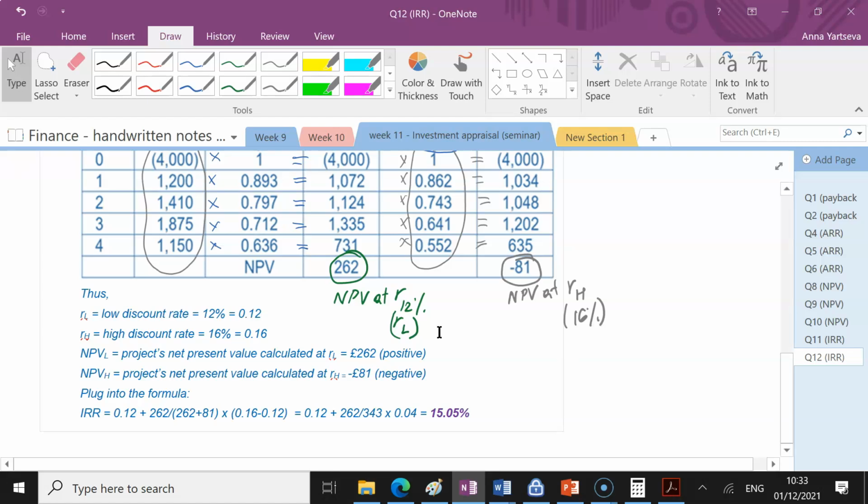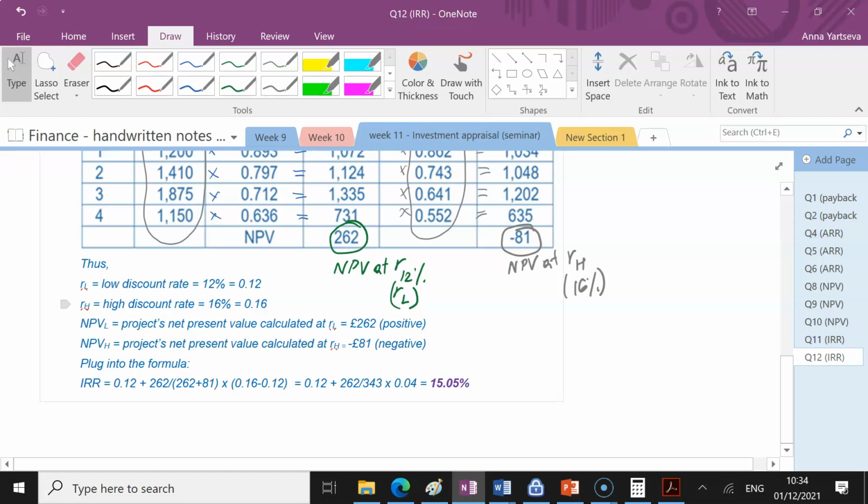And now, as before, plug everything into the formula. RL, low discount rate, 12%; RH, high discount rate, 16%. These are our net present values, which we've calculated. Plug everything into the formula, and you will get approximately 15%. If you've used other numbers, you might get 16% or 14% or something like that. In any case, it's an approximation, and we cannot say that your number is any less accurate than mine, as long as you follow the correct procedure. Okay? This is the approach. This is how you do it.